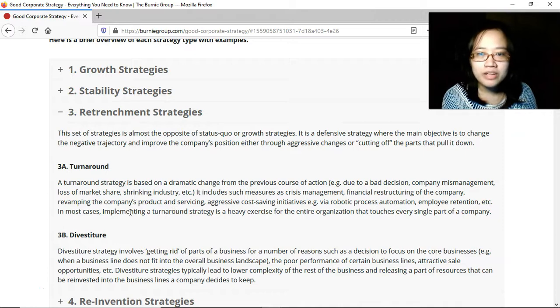Ano pa ba ang mga nandito? So, aside from those, ayan.